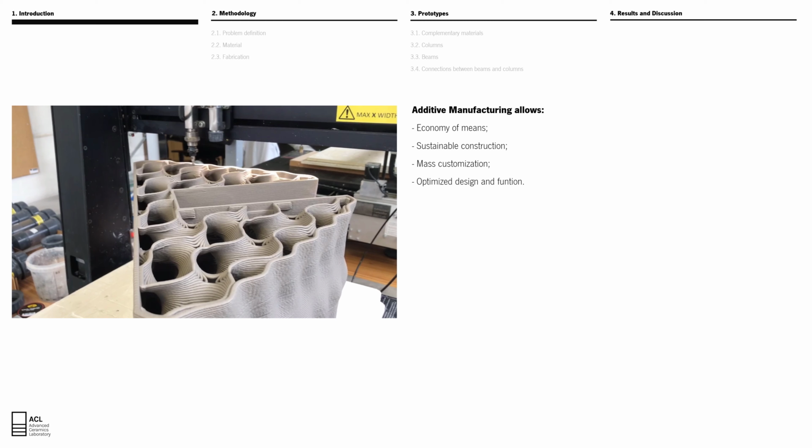Hello everyone, my name is João Carvalho and I will present the paper Ceramic AM Gantry Structures, Discretization and Connections between Beams and Columns. As we all know, additive manufacturing allows economy of means, more sustainable construction, mass customization, as well as optimized design and function.